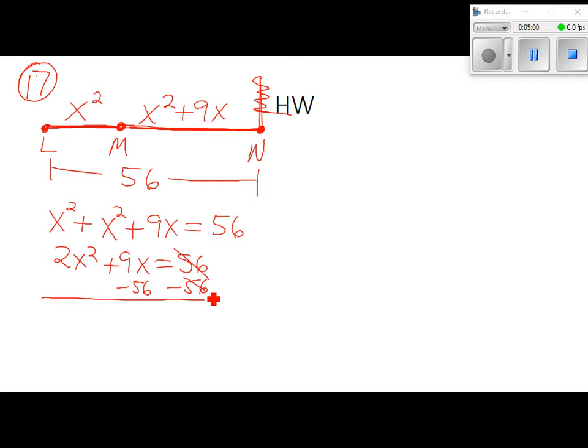Zero. On this side, can you put the 56 with either one of these two terms? Nope. Not like terms, so you just rewrite it. 2x squared plus 9x minus 56. If we're going to use the quadratic formula, this 2 right here is what goes in place of A in that formula. The 9 is what goes in place of B. The negative 56 is what goes in place of C.